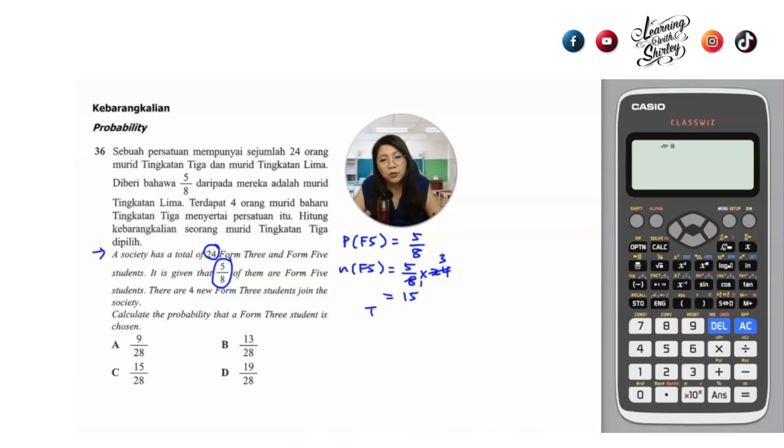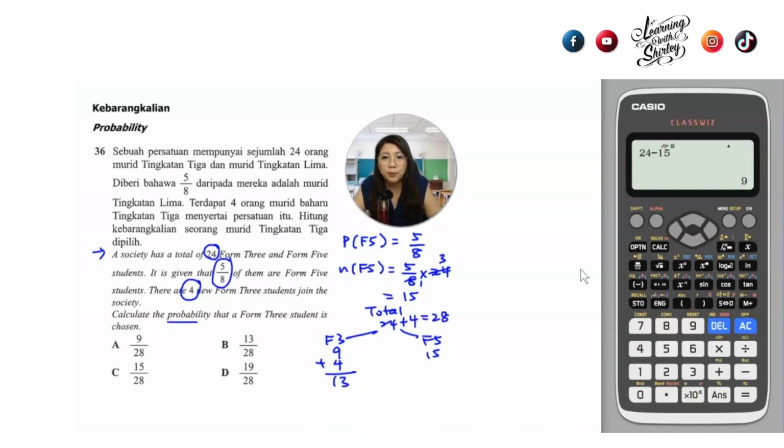So here we have the total. The total is 24. It's divided into Form 3 and Form 5 students, right? Form 5, we have 15 students. Therefore, for Form 3, it will be 24 minus 15. So we get 9 students here. They say there are 4 new Form 3 students. So we plus 4. Here we get 13. Remember, the total must also plus 4 to get the new total, 28.